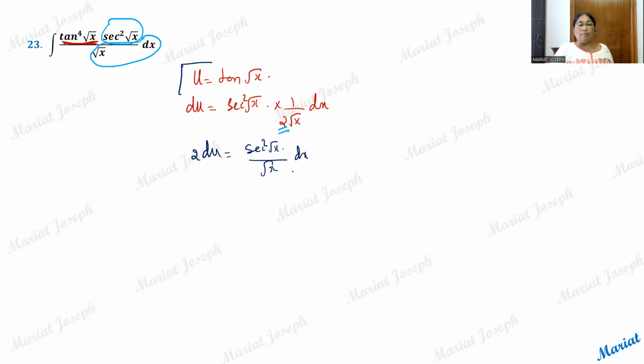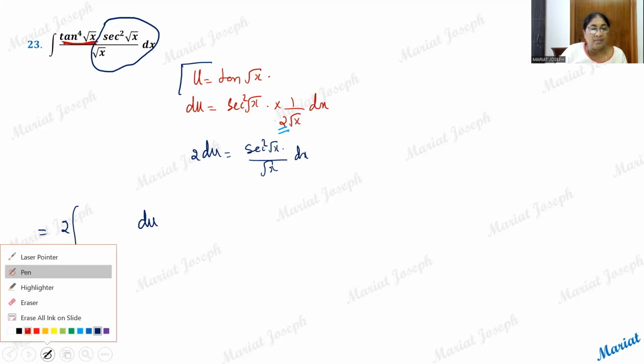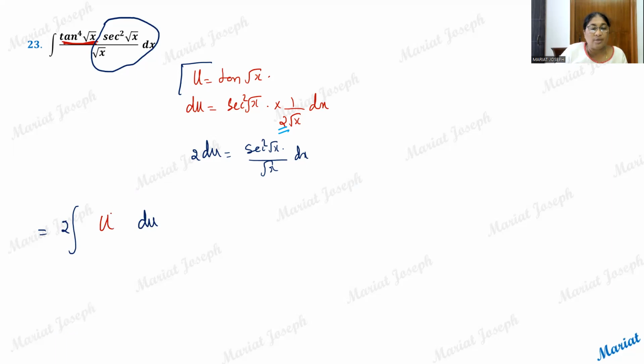1 upon root x goes to make upon root x complete. So we can easily rewrite our function. Because sec square root x upon root x into dx is there, that we will replace as du. Therefore, integral 2 du. Keep the 2 outside and du here. And what's the other thing? Is it u raised to the power 4? Tan root x is u. Ishita, what will be the answer now?